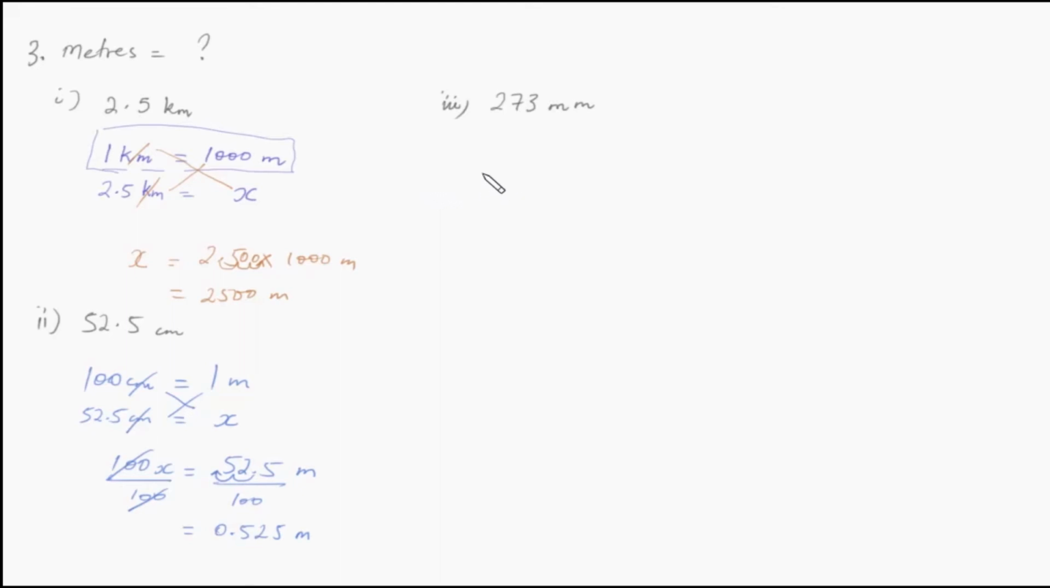So what we know is that 1000 millimeters is equal to 1 meter. So 273 millimeters is equal to how many meters? So we cross multiply. Millimeter cancels millimeter. This times this is going to be 1000x, which equals this times this, which is 273 meters.